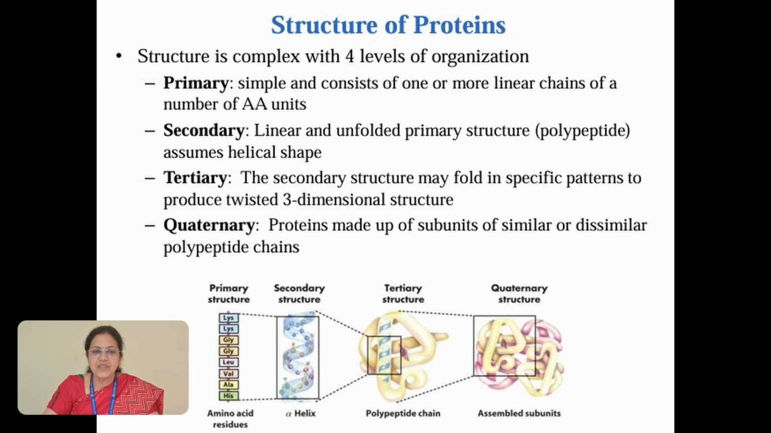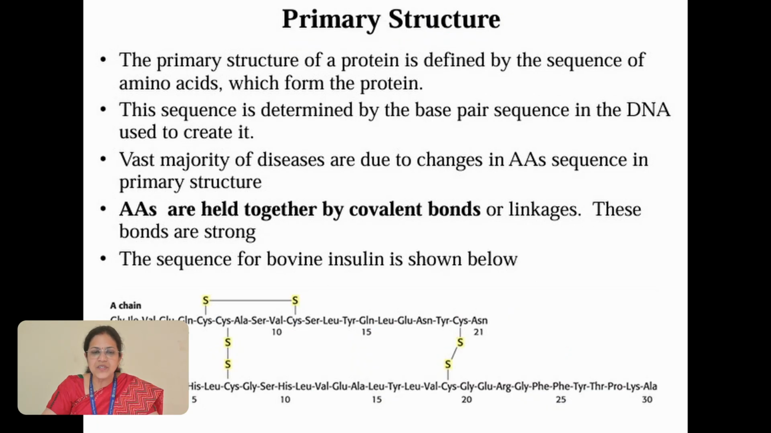Structure of proteins. Protein structure is organized in 4 levels: primary, secondary, tertiary and quaternary. The primary structure involves mainly the linear arrangement of amino acids. The amino acids are all arranged in a linear manner, which tells us about the primary structure of protein. These amino acids are held together by covalent bonds, which hold all the amino acids together in a linear manner and form the primary structure.